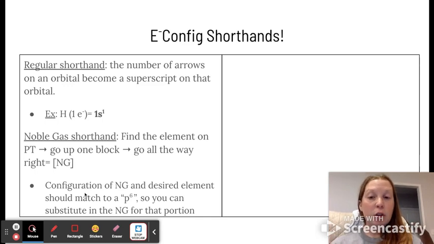The configuration of the noble gas and the desired element will match up to a p6. So a 2p6, 3p6, 4p6, whatever it would be. So you actually get to use your substitution property from math to substitute in the noble gas for that portion that matches between the 2 configurations. And we'll see this in an example in a second.